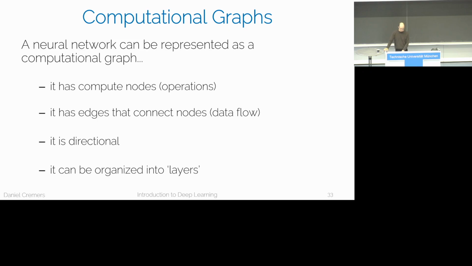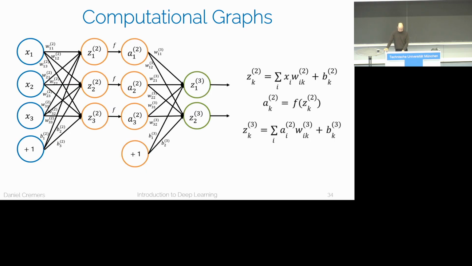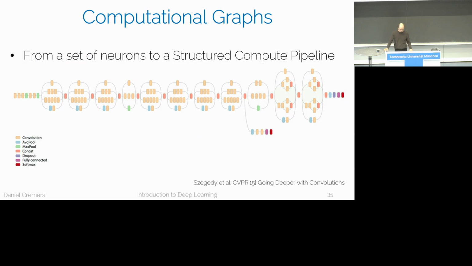It's a directional graph, and then it can be organized into layers here, for example, for this more complex expression where I have Z2 being a sum of the inputs X with weights W and biases B, and then I can have an output layer Z3. So Z2 is the hidden layer and Z3 is the output layer, and this would be the computational graph to represent this expression. Which doesn't make it simpler, but it makes it more usable for computers. And so this way you can encode very big network architectures like this one.